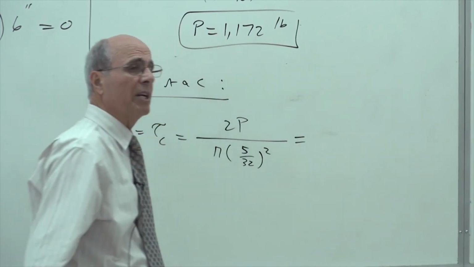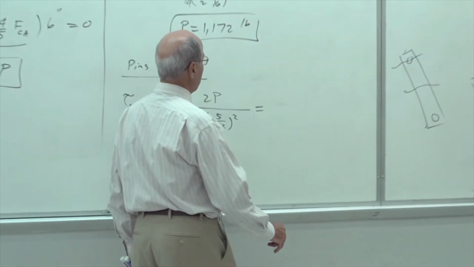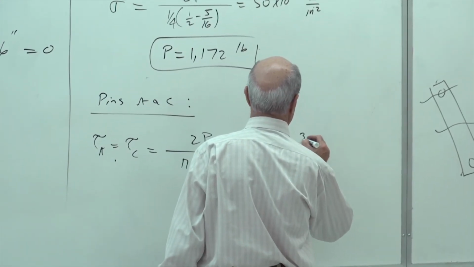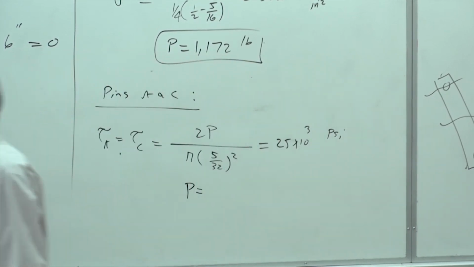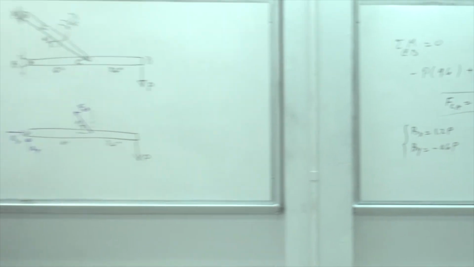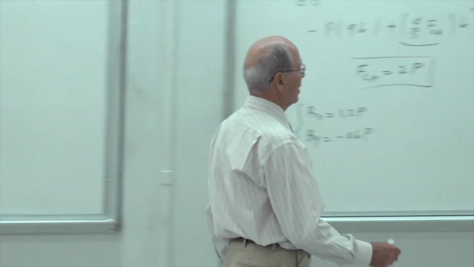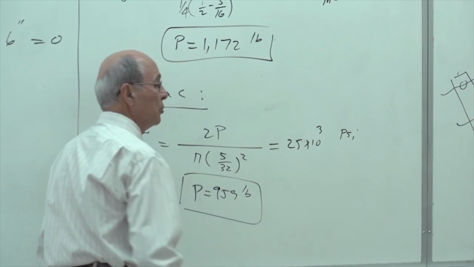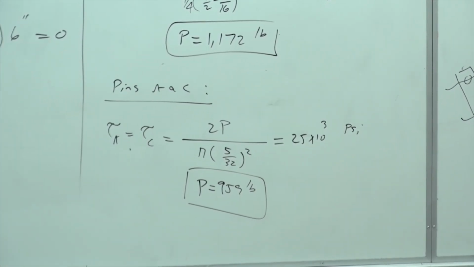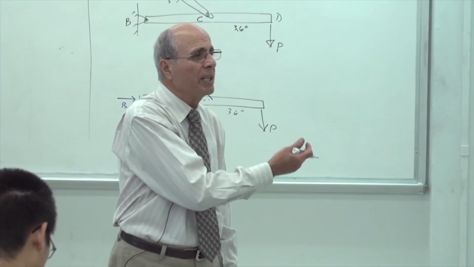But this should not now exceed how much? 25 ksi. That's right, because 25. So there we put here 25 times 10 to the power of 3 psi, pounds per square inch. You calculate the value of P. The value of P this time becomes 959. This was a quiz, by the way, in the past. 959 pounds. Now, if I have these two numbers, which one is the governing one? 959, because at 959, the pin is going to break before the rod.